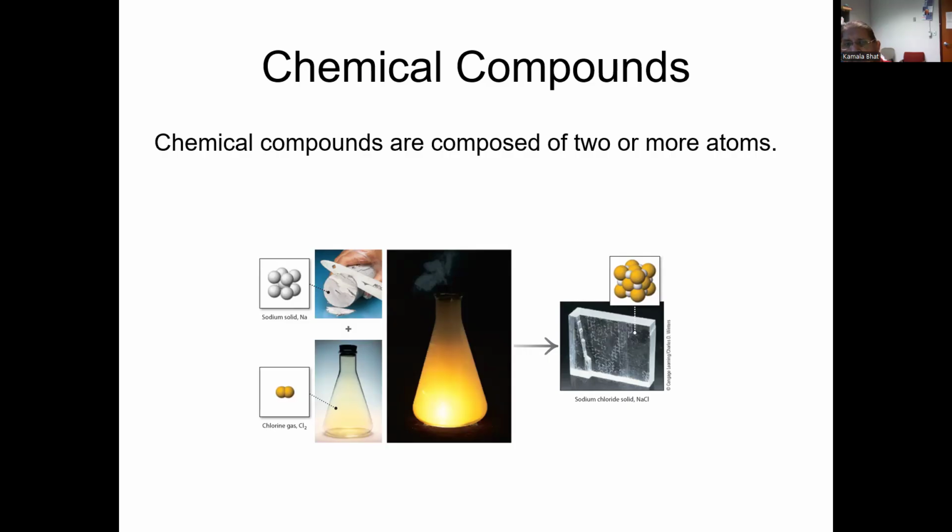Chemical compounds are composed of two or more atoms. For example, in this particular slide, we are showing the reaction between sodium metal, a solid, and chlorine gas. When they combine together, they form a new substance, sodium chloride, which is basically your table salt.